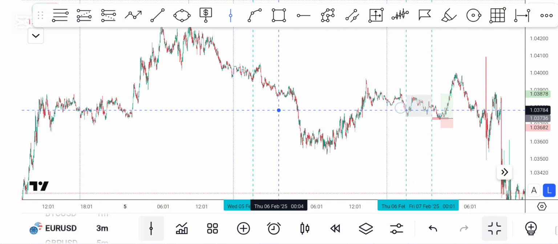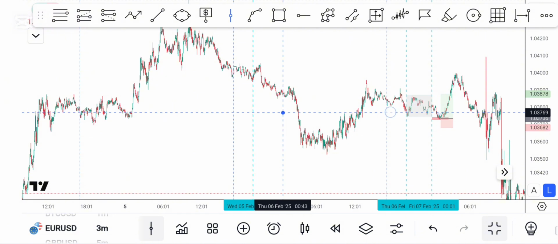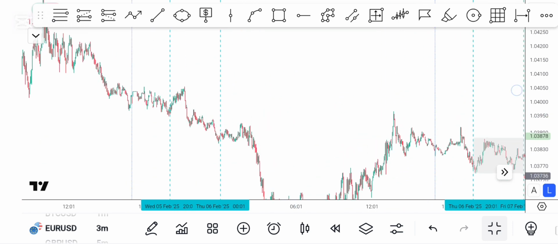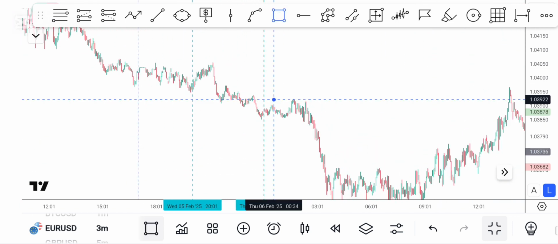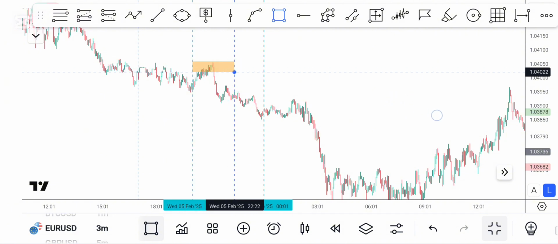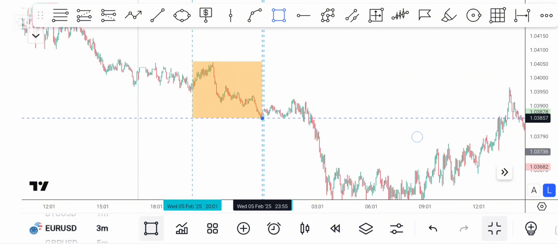There are indicators that will help you do these things. You don't have to do this manually, but while you are learning, it's always important that you do it manually until you know how to do it. Then you can start looking for indicators that will help you. So what you have to do is mark the Asian range high and then the Asian range low, like so. This is your gauge for your trade to be taken.